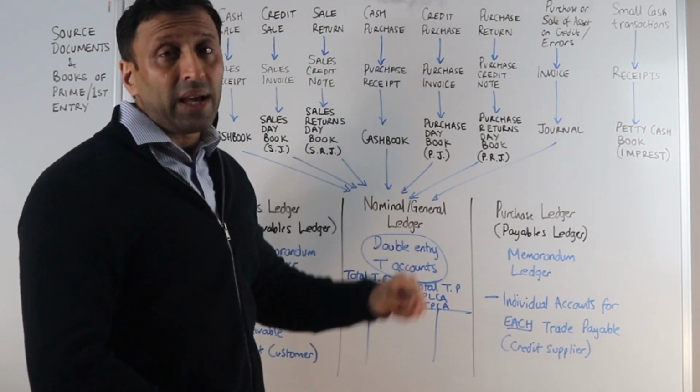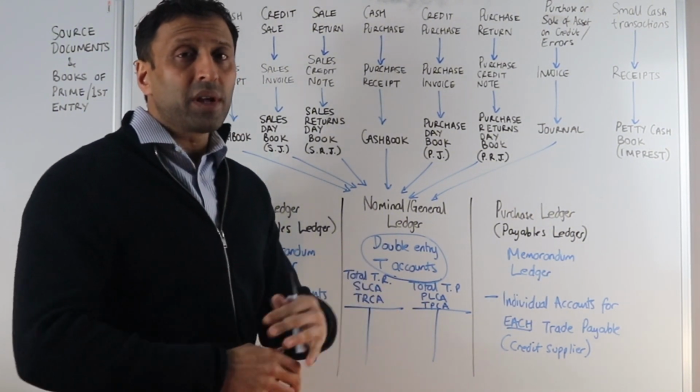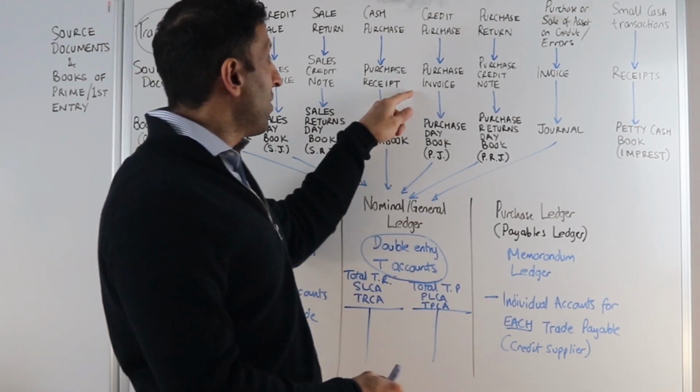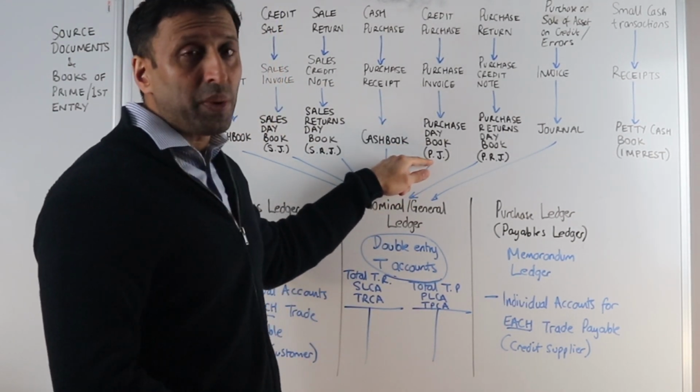With the document that we get given when we make a credit purchase, we get billed, we get given an invoice, and we call that a purchase invoice. Purchase invoices get recorded in a purchase daybook, otherwise known as a purchase journal.